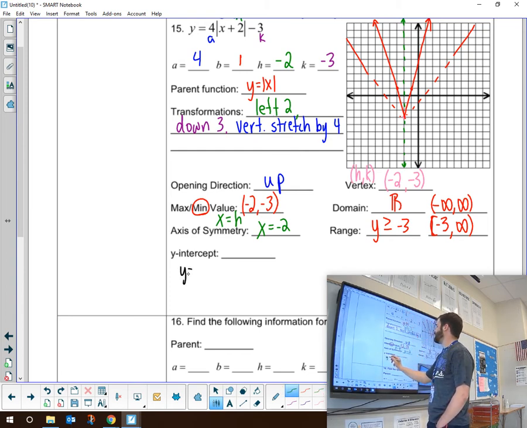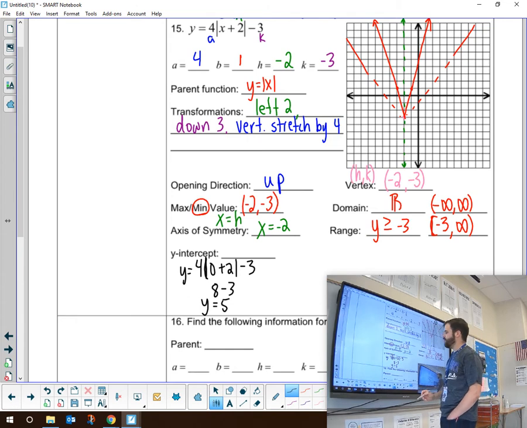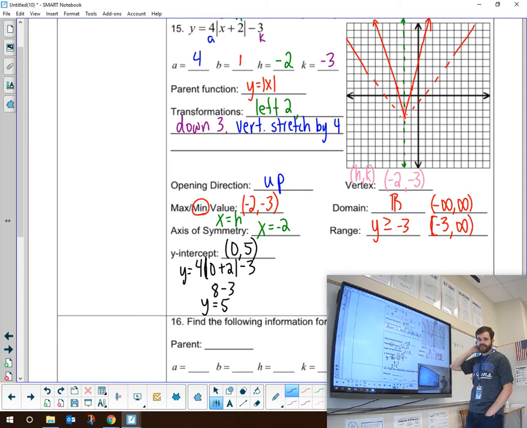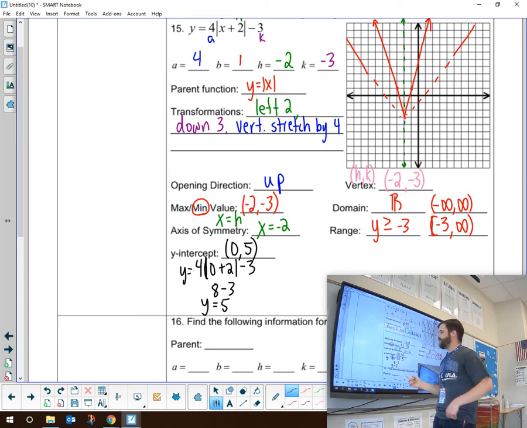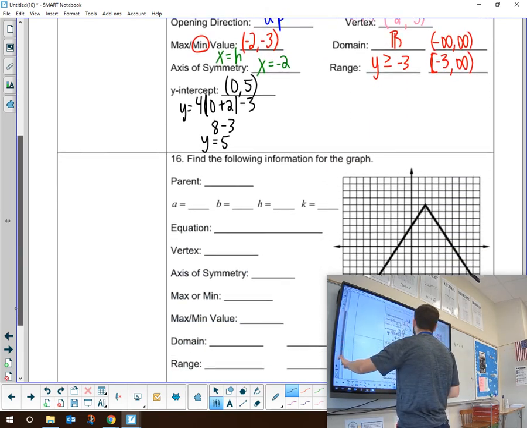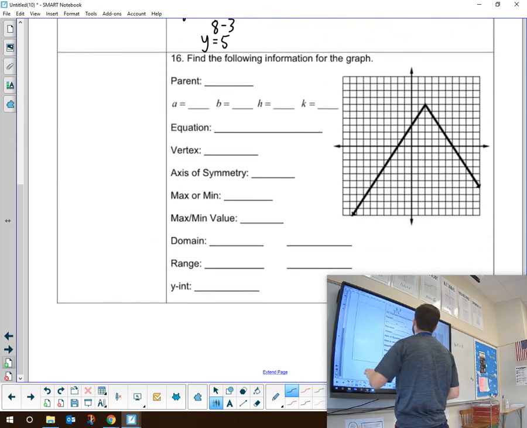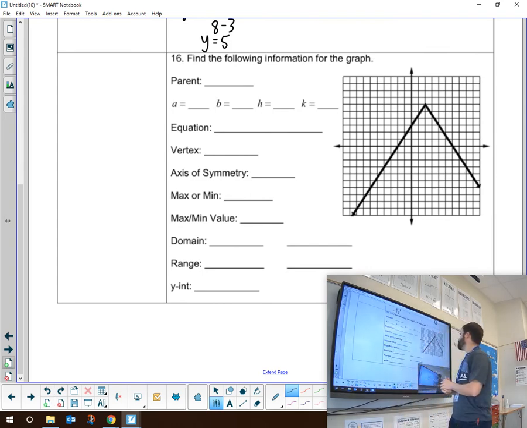So we're going to go y equals 4 times 0 plus 2 minus 3. So 0 plus 2 is 2. 2 times 4 is 8. 8 minus 3 is 5. So I'm going to have a y-intercept at 0, 5. Hey, look, that's where I intersect over here, too. Good stuff.